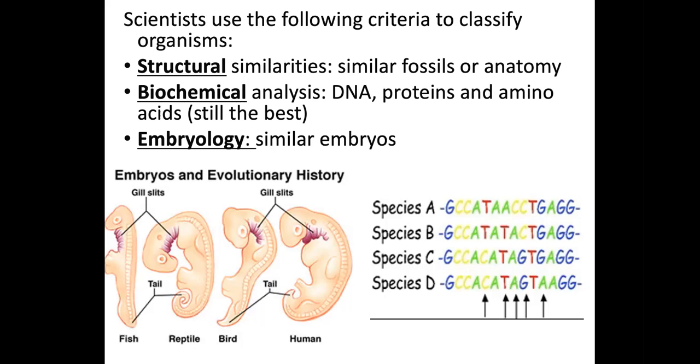So structural similarities deal with similar fossils or anatomy, and we talked about both of those. Okay. Biochemical deals with DNA, proteins, and amino acids, and we said that this is the best piece of evidence. Okay. And then last is embryology, which we also talked about with similar embryos. So at the bottom, you can see an example of embryos, and I've already showed you this before, and then also with DNA.